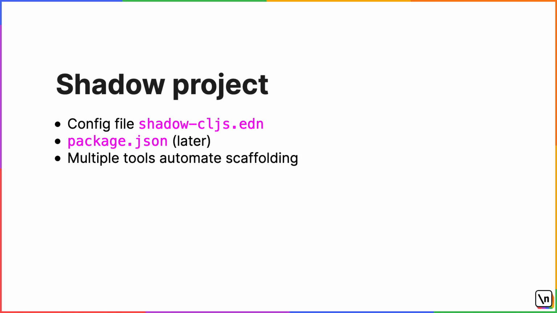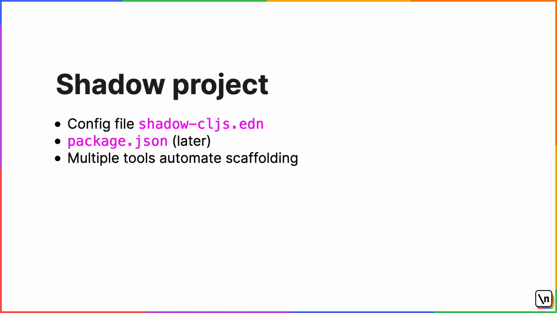The name and syntax of this file is different for different build tools. However, the ideas remain the same. If you understand one build tool, you can easily use all others. For Shadow CLJS, or Shadow, the file is called shadow-cljs.edn. EDN stands for Extensible Data Notation. It's a format similar to JSON.